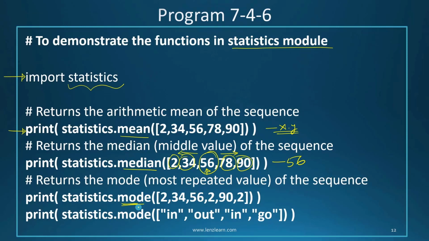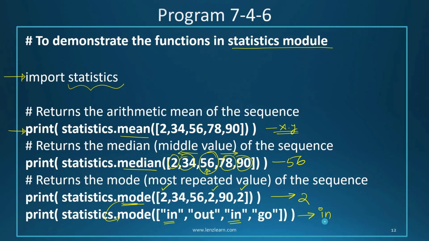And the mode function will identify which value repeats the most in the list. So here you can see 2 is repeating 3 times. So that is the most frequently occurring element in this list. So that is the mode value. So 2 will be printed as a result. Mode can also be used with strings. So in this list you can see the word in is repeating 2 times. So the result will be printed as in. That is the mode value.